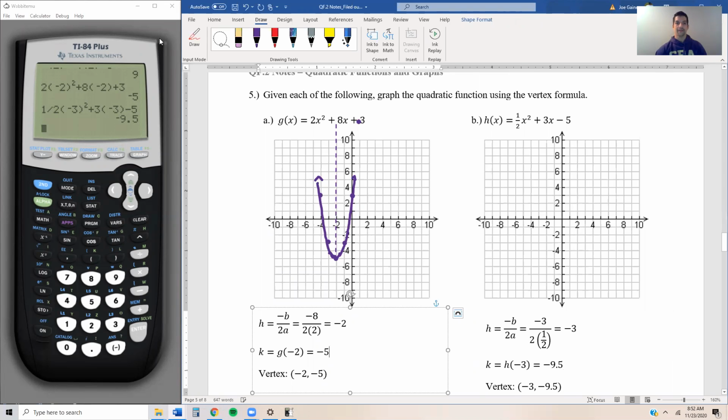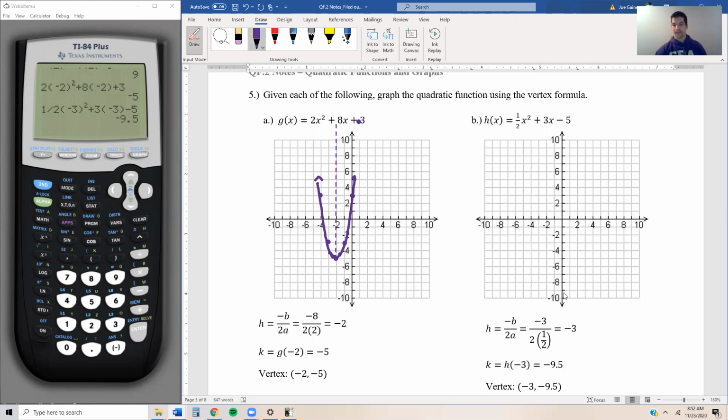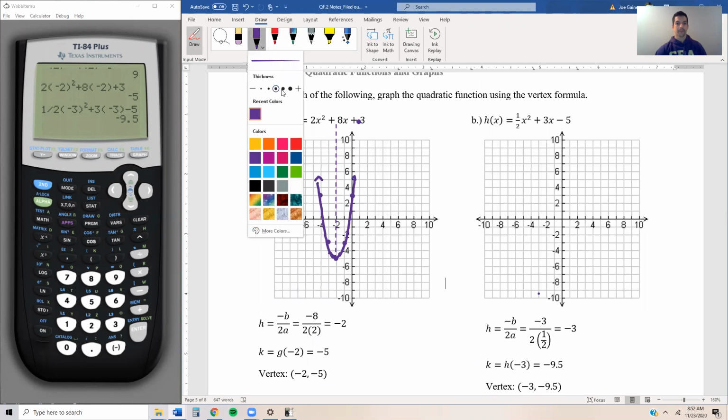Now let's go ahead and graph this. So I'm going to find negative 3, negative 9.5. I'm just going to go in between negative 9 and negative 10. It doesn't have to be perfect, just as long as we're in between negative 9 and negative 10. There we go. There's my point. Then from here, we're going to graph the other points on this parabola. Again, I'm going to show you how to do this using transformations.